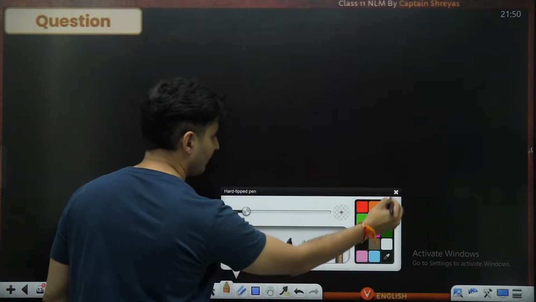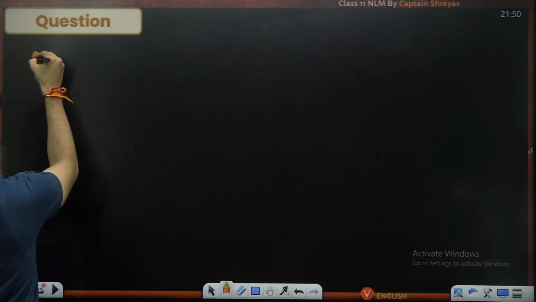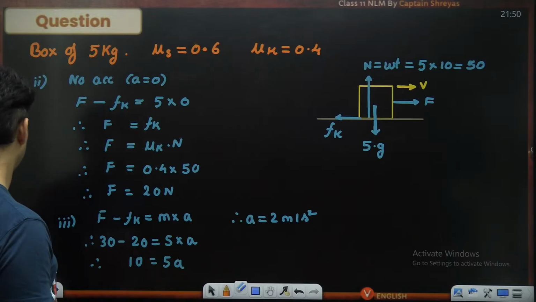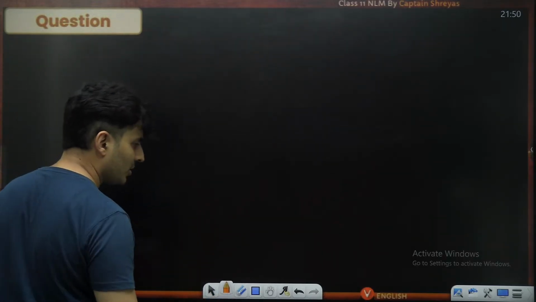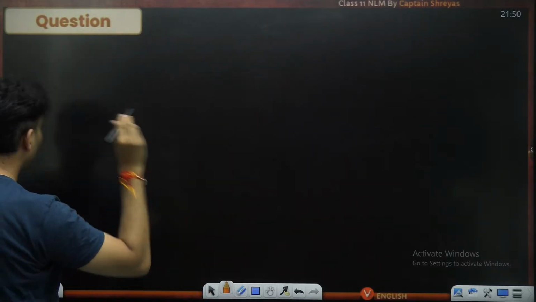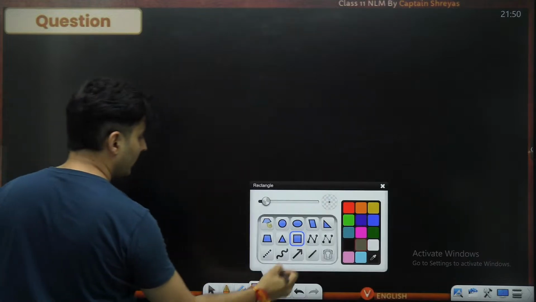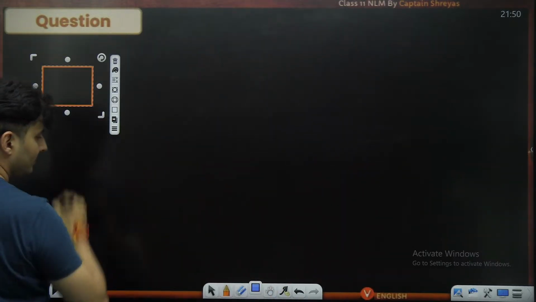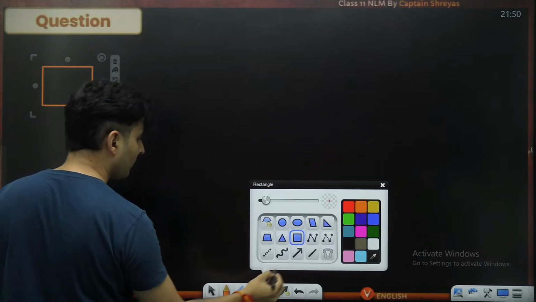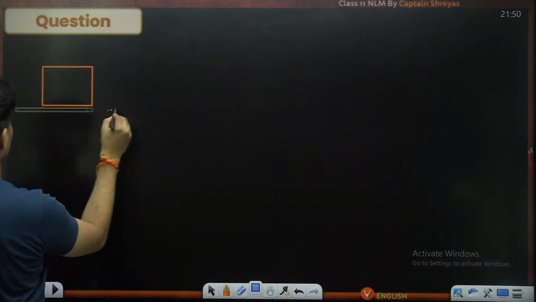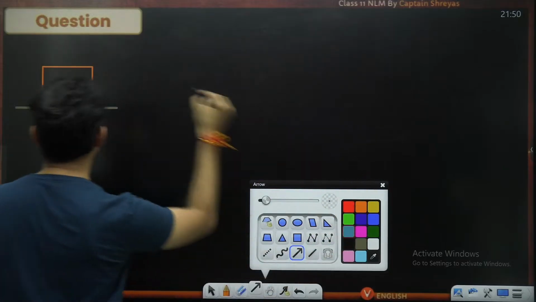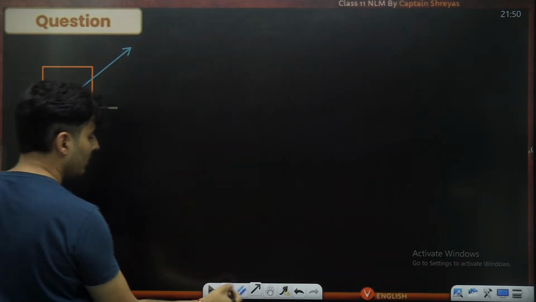Okay, 1 second. The next question is as follows. Observe carefully. I'm drawing the diagram for you. This is how it is, and this is the surface. And I am just applying a force over here.